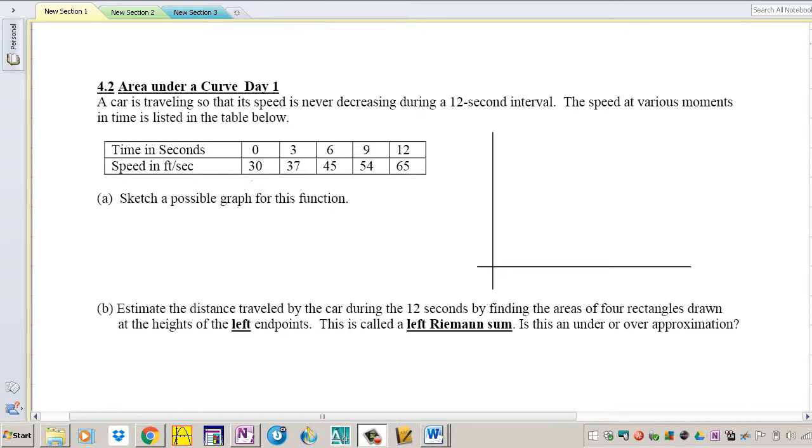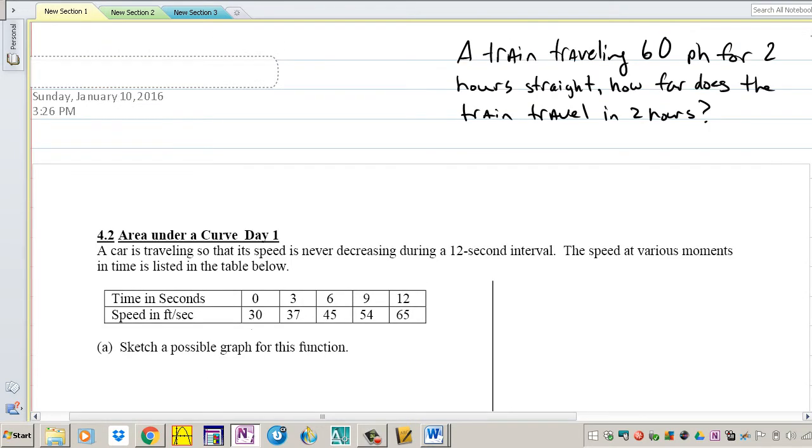Before we begin, let me ask you a quick question so that we can understand why we are doing this. A train is traveling 60 miles per hour for 2 hours straight. How far does the train travel in 2 hours? Well, you would be able to answer this using physics.